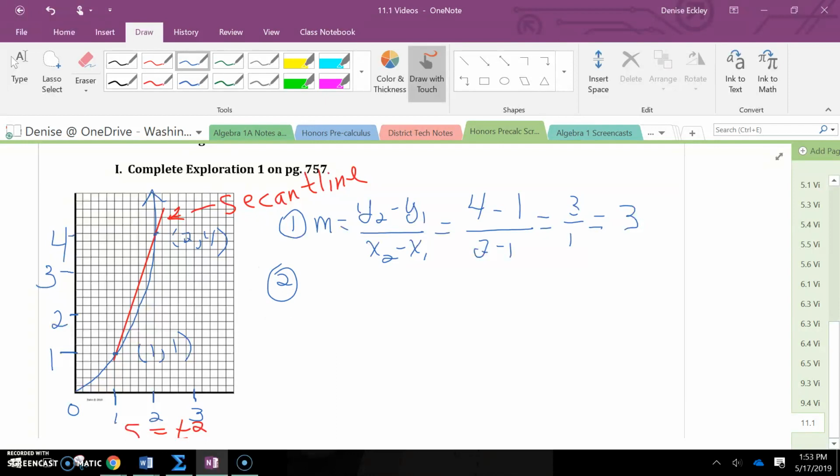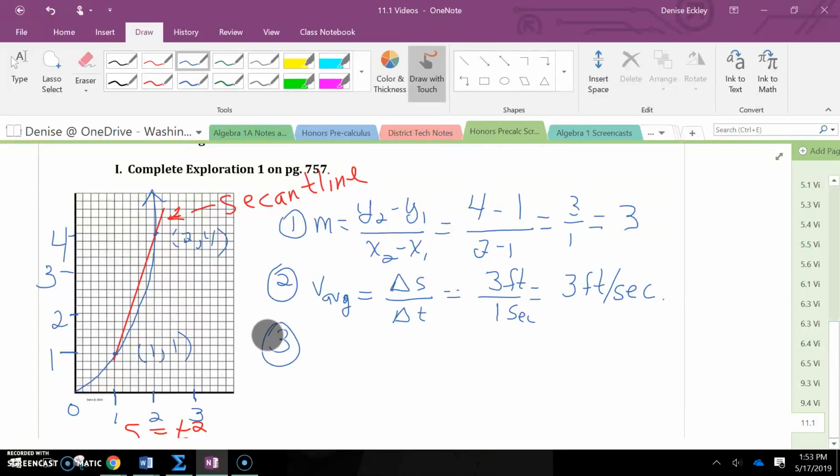Then question 2 asks us to find the average velocity of the ball over the time interval [1, 2]. So our average velocity is going to equal our change in distance divided by our change in time. So going from 1 unit to 4 units is a change of 3 over a time interval from 1 second to 2 seconds, which is 1. They're measuring in feet, so we get 3 feet per second for the average velocity.